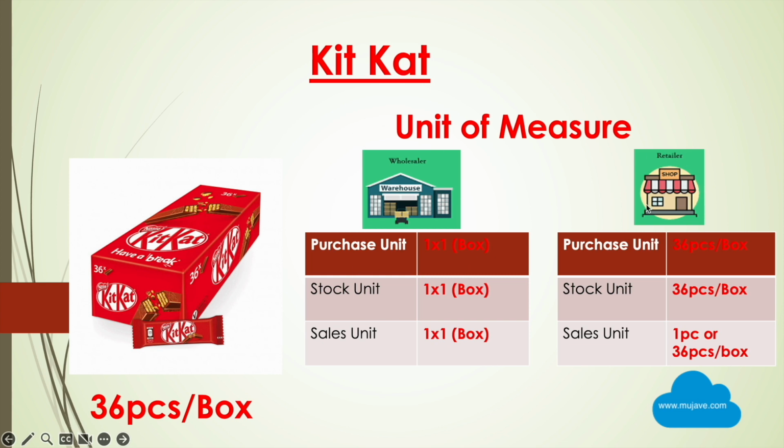But come to the retailer. Here the retailer purchases the product from Allied Brothers in the form of box and stocks the product in the form of box, but it sells the product either in the form of pieces or as a whole carton. This is what is shown here.